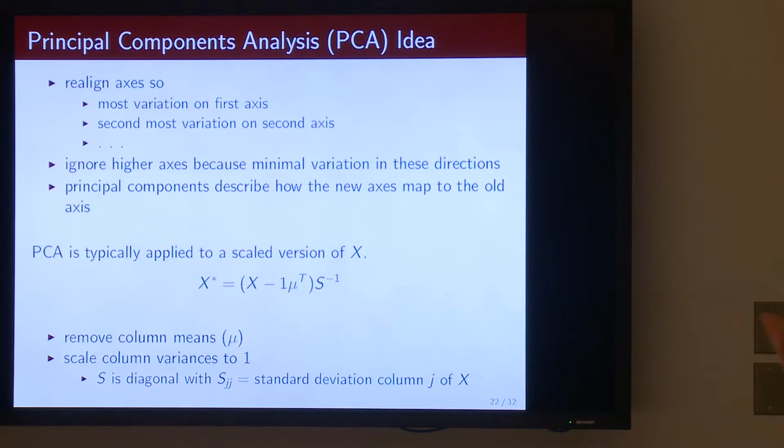Okay, so we could apply PCA. That would be maybe the go-to dimension reduction method. The idea behind PCA is that we realign the axes so that the most variation in the data is along the first axis, the second most variation is along the second axis, and so on. Then for the higher axes, we can ignore them because there is so little variation in those directions.